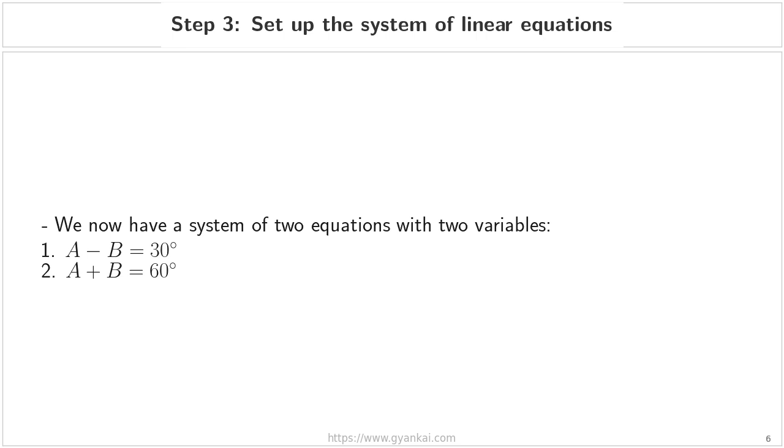We now have a system of two linear equations, each containing two unknown variables, A and B specifically. Our first equation is A minus B equals 30 degrees, and our second equation is A plus B equals 60 degrees. From here, we are no longer dealing with trigonometric ratios, but simply with a standard simultaneous equation problem that we can solve using basic algebraic methods. Step 4. Solve for A using the elimination method.